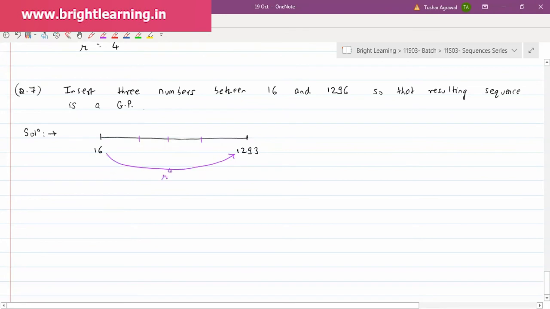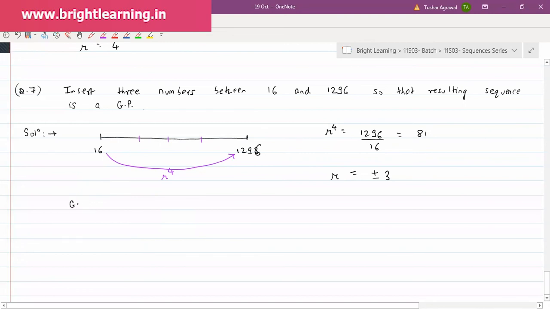So r to the power 4 is 1296 upon 16. This turns out to be 81. So r is equal to, actually here it is plus or minus 3. Fourth root, whenever you're taking an even number root, so plus or minus 3. So it's just a slight correction, but your answer is correct only.